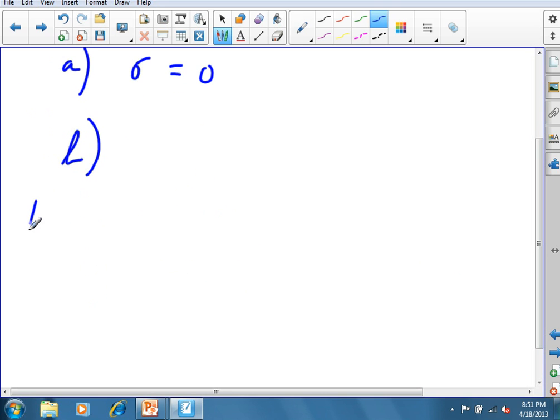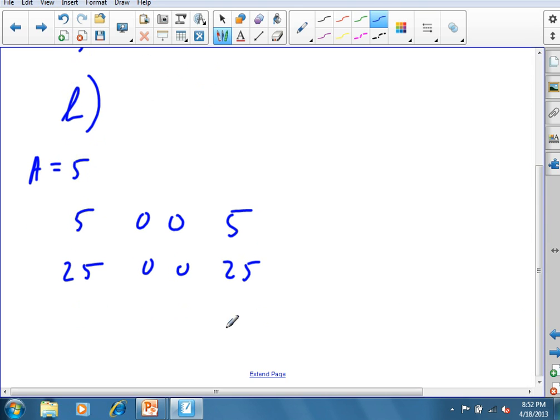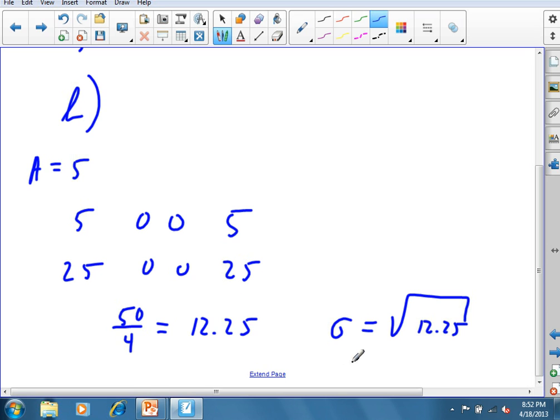Okay, so the average is 5. The deviations are -5, 0, 0, 5. The squares of the deviations are 25, 0, 0, 25. The average of the squared deviations, 50 divided by 4, is, I don't know what that is, 12.25? 12.5, right? And the standard deviation would be the square root of 12.5, which I can't do in my head. Bummer.